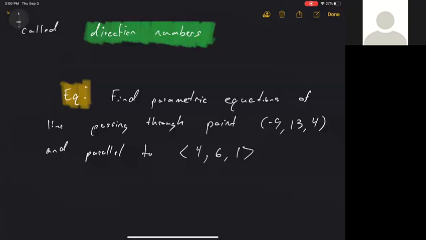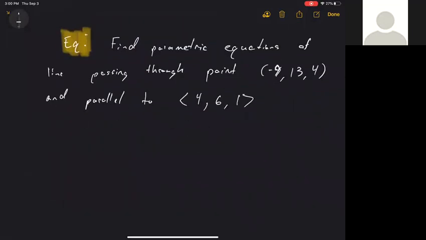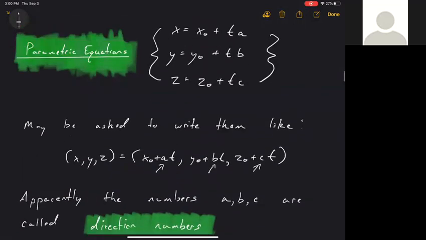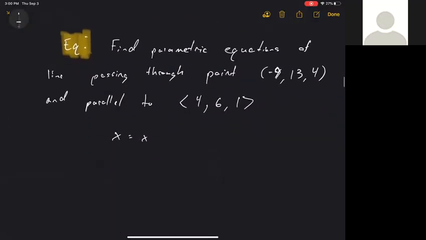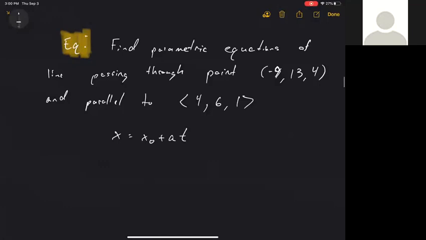Okay, so this is the example I just cooked up. Find the parametric equations of the line passing through the point (-9, 13, 4) and parallel to this vector (4, 6, 1). Okay, so let's try that. I know that x is going to be equal to, just from my parametric equations, x is going to be equal to x sub 0 plus a times t, or t times a if you prefer.